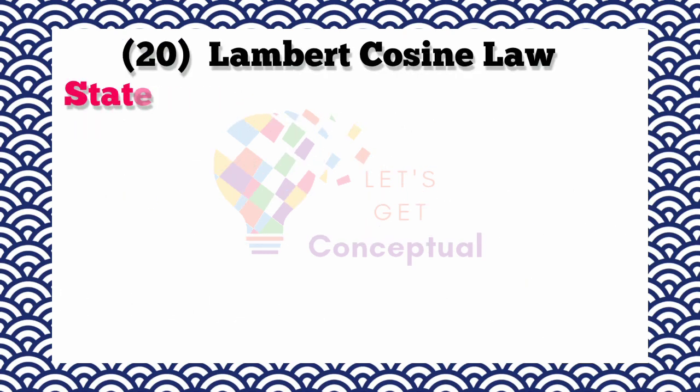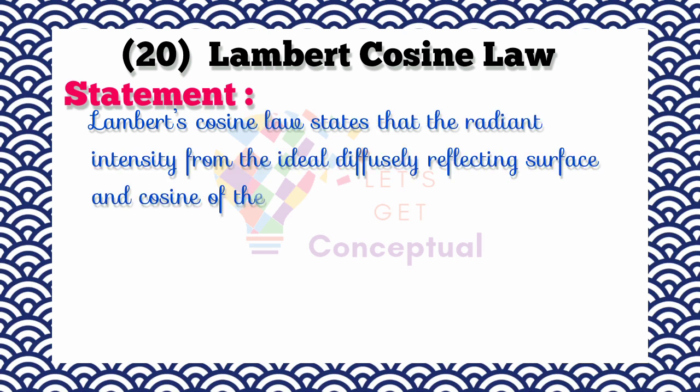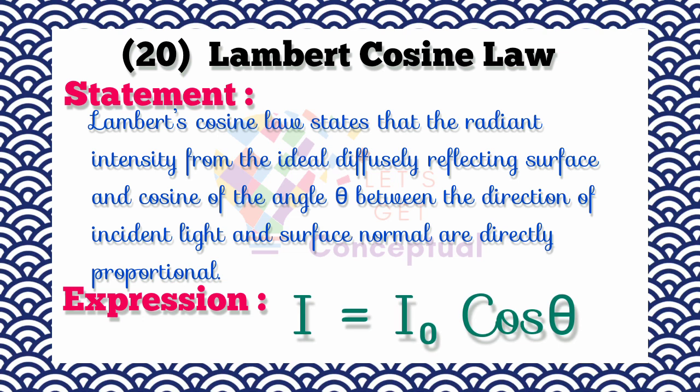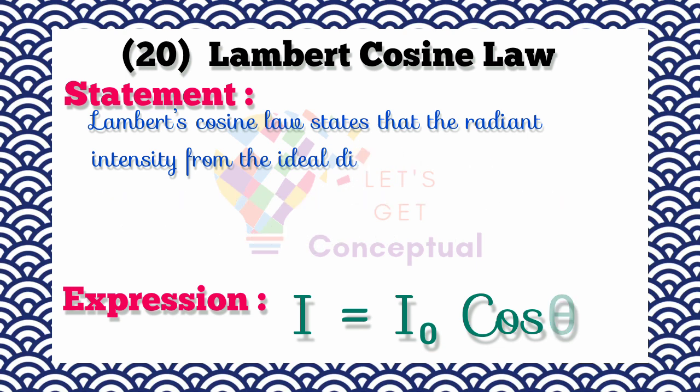Number 20. Lambert's cosine law. Statement. Lambert's cosine law states that the radiant intensity from an ideally diffuse reflecting surface and the cosine of the angle theta between the direction of incident light and the surface normal are directly proportional. Expression: I equals I naught cos theta.